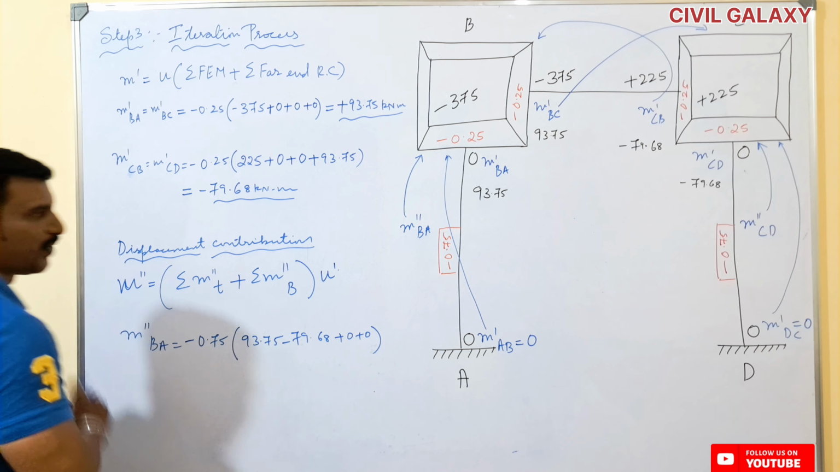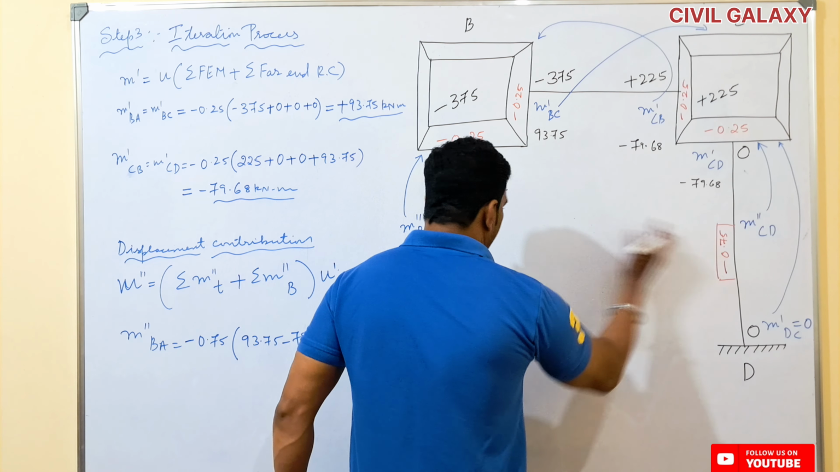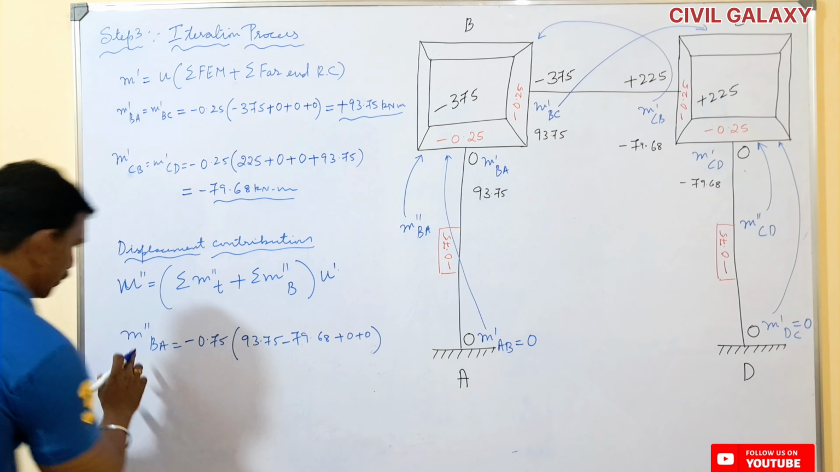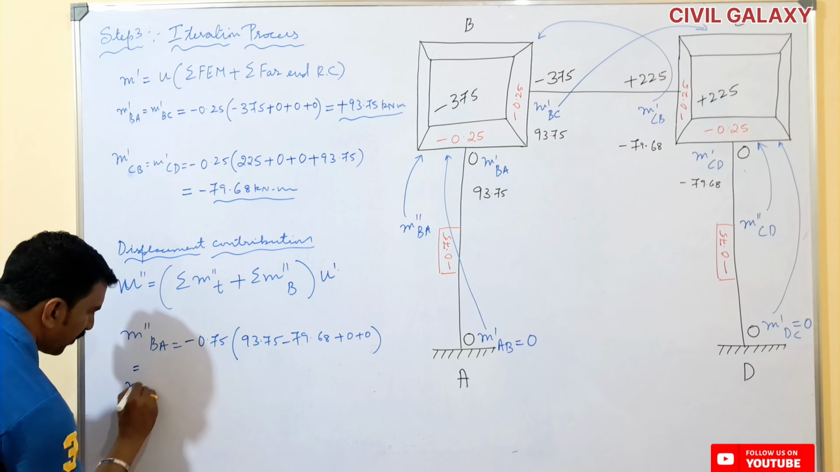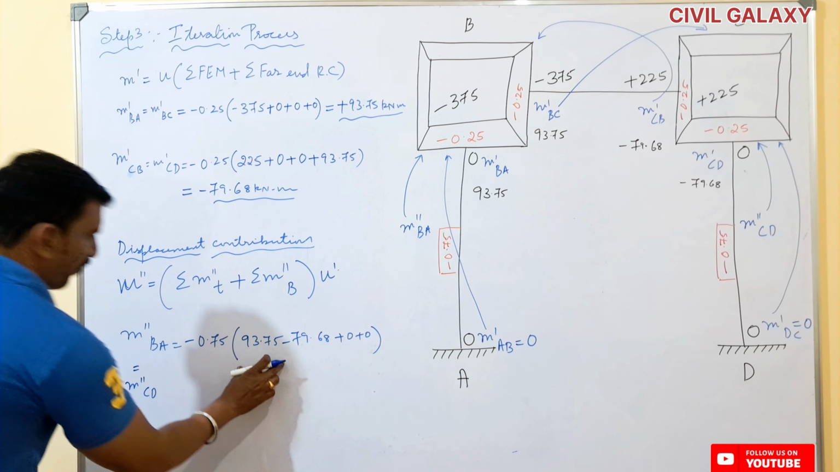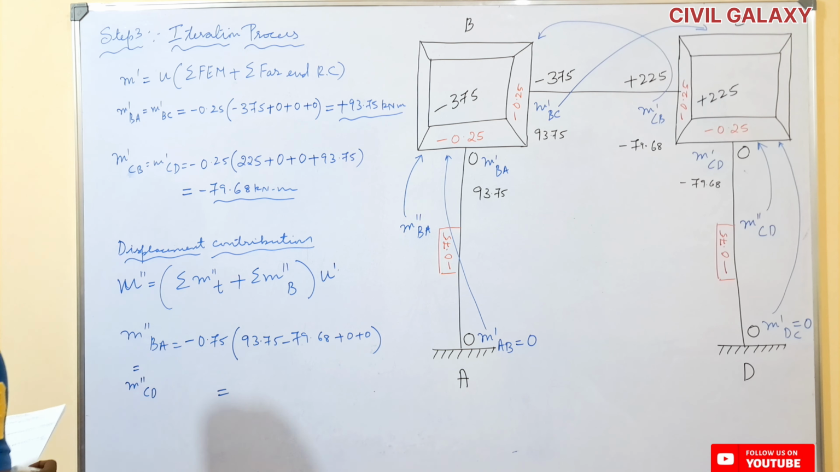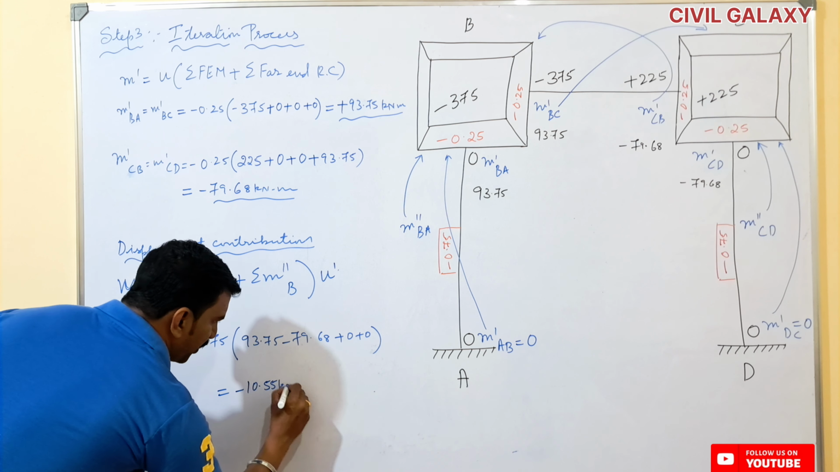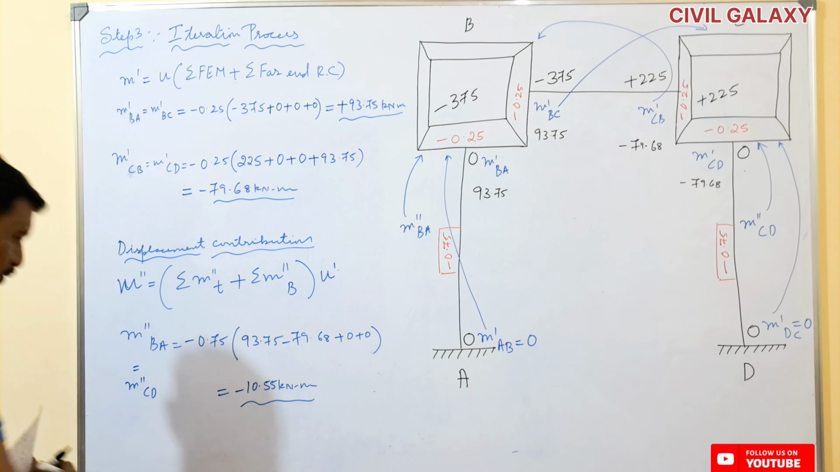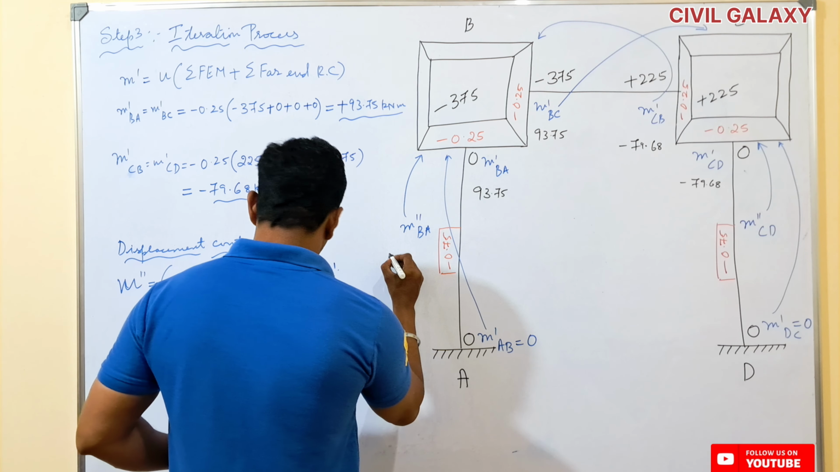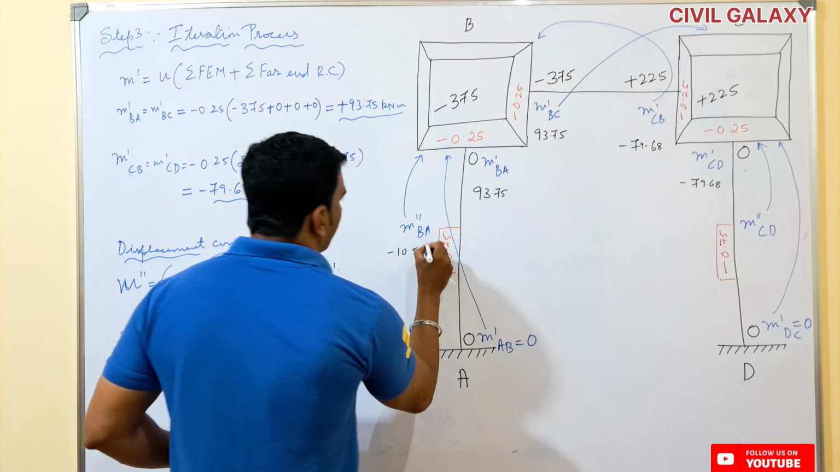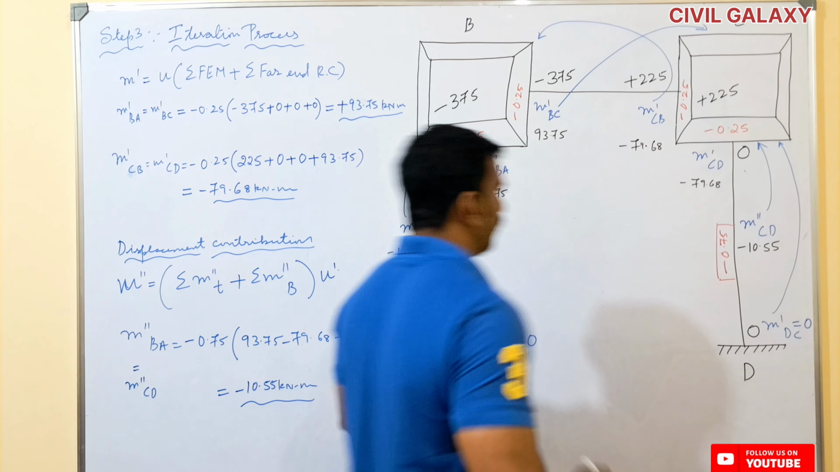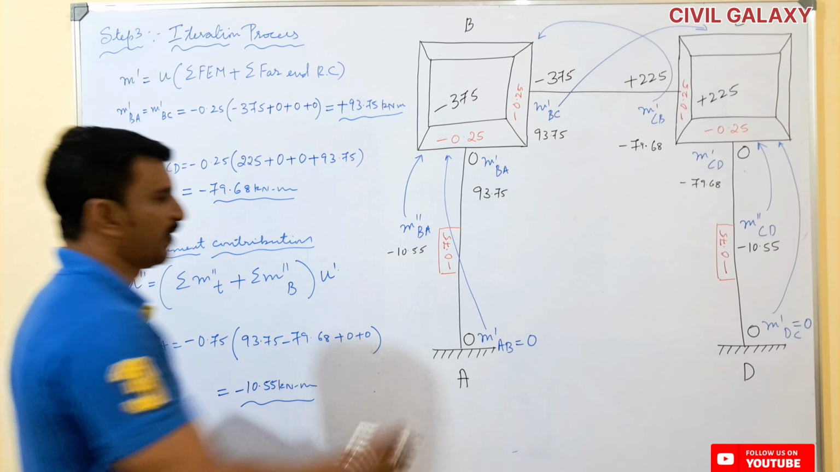So since the displacement factors are identical over here, M double dash BA will be equal to M double dash CD. So M double dash BA is equal to M double dash CD. We are having a value here, that is minus 10.55 kilonewton meter. So this value will come over here, minus 10.55. So here also minus 10.55. So this is the first cycle we have completed.